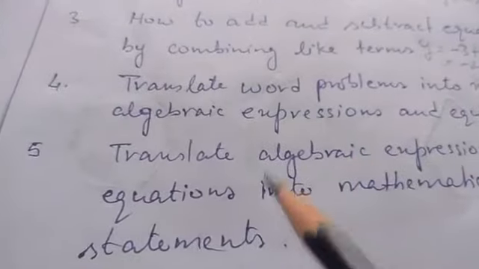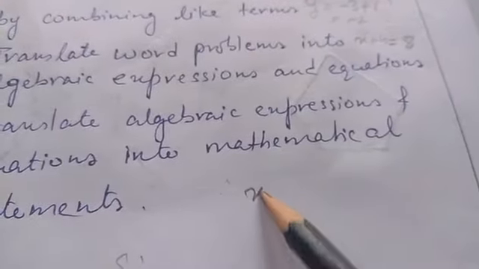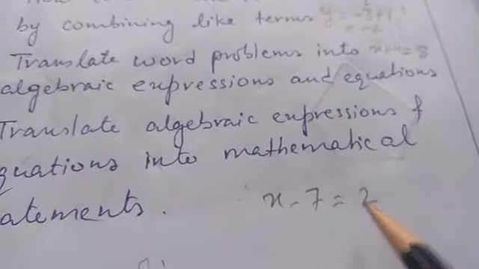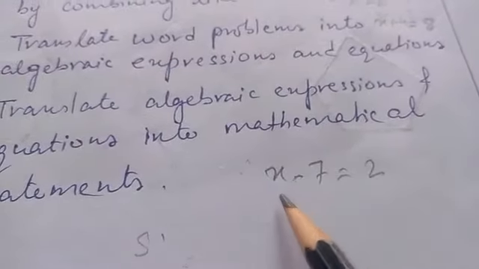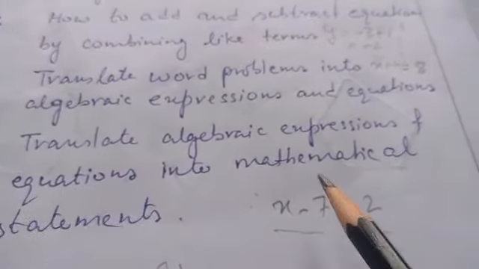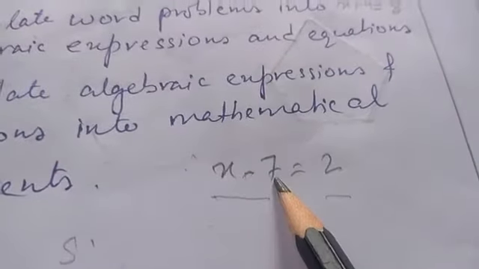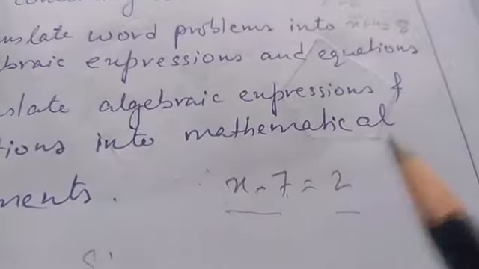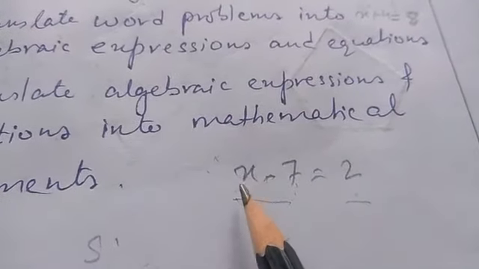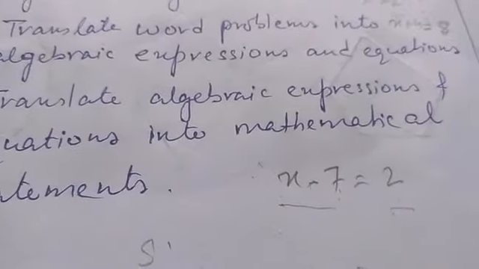Now the fifth point is the opposite of this. Suppose the equation is given like this: x minus 7 is equal to 2. Here we translate the algebraic expression and equation into a mathematical statement. We have to convert it to a mathematical statement. How will we convert? We can write: 7 is subtracted from x and we get 2. I repeat, 7 is subtracted from x and we get 2. So this is a mathematical statement.